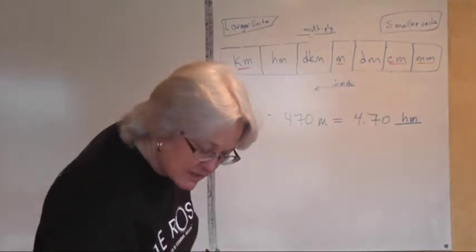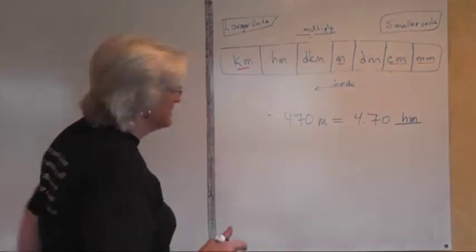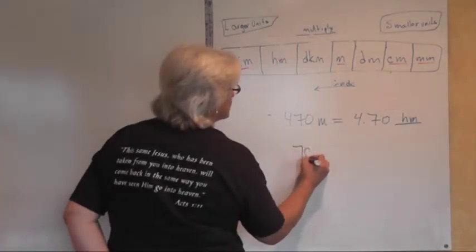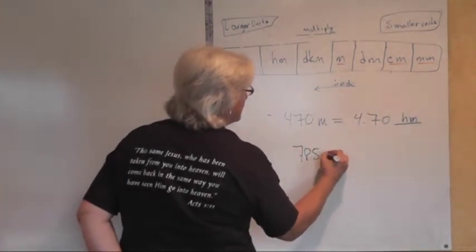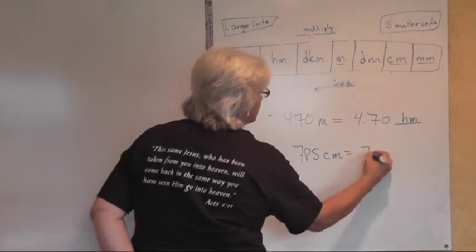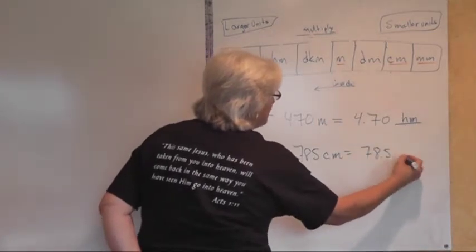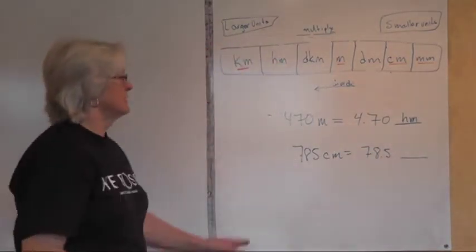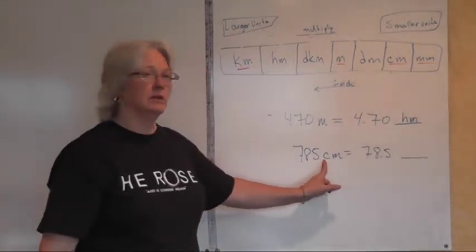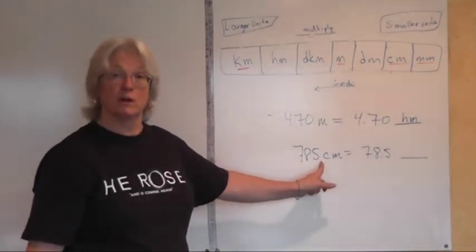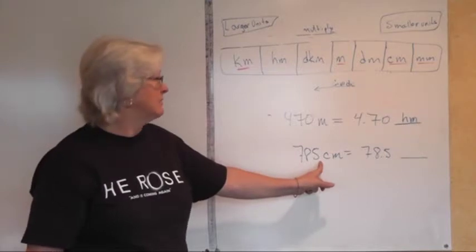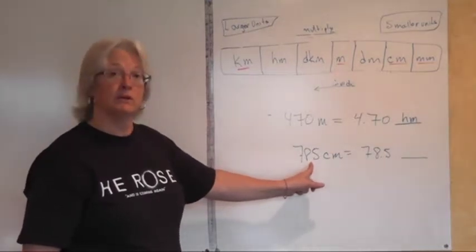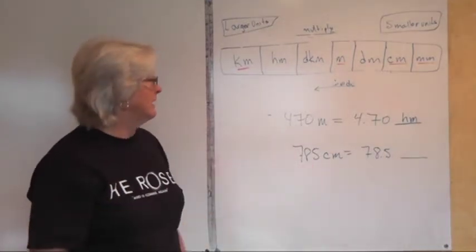Next one we have is 785 centimeters. 785 centimeters is equal to 78.5 something. Where did the decimal point start? Started right here after the 5. It moved 1 unit to the left, 1 space to the left.